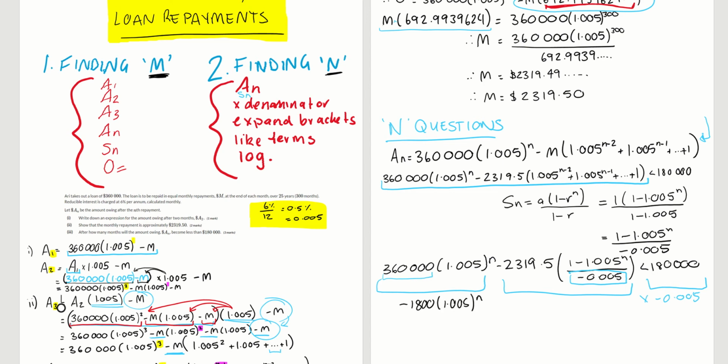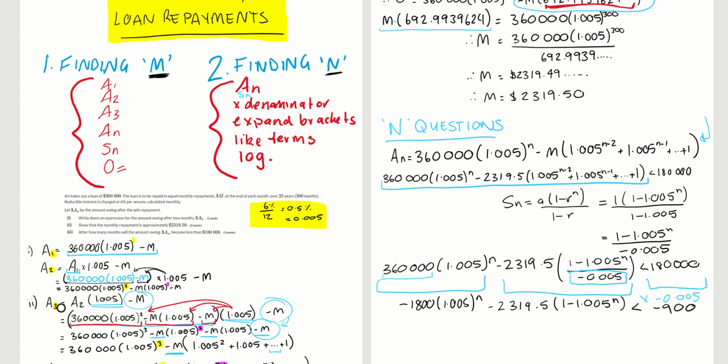Then I can multiply this term by it, which is just going to cancel the denominator off. That's the point of multiplying everything by it. It's cancelling itself off, because dividing by negative 0.005, then multiplying by it will cancel it out. And finally, multiplying my 180,000 by negative 0.005 is going to give me negative 900.